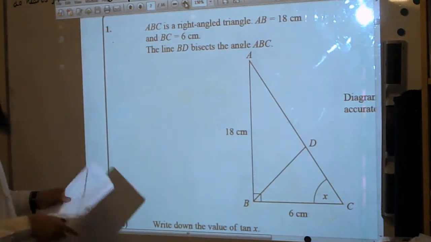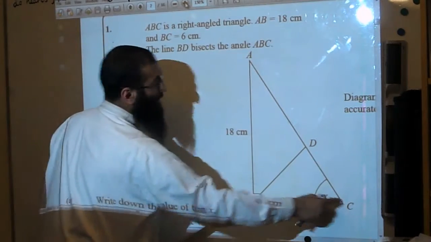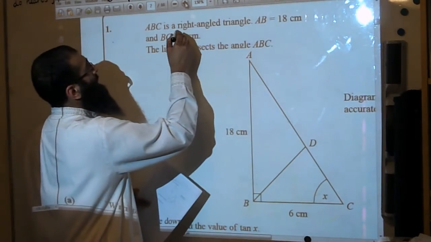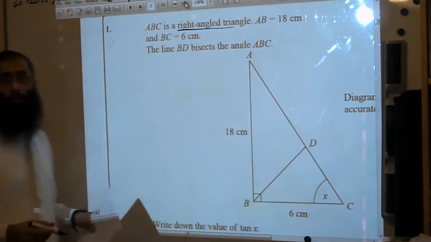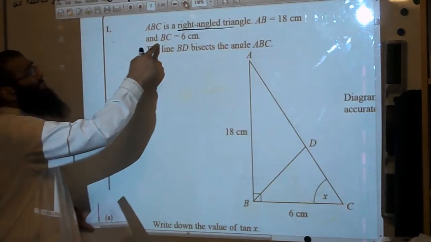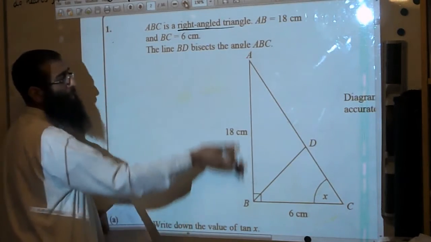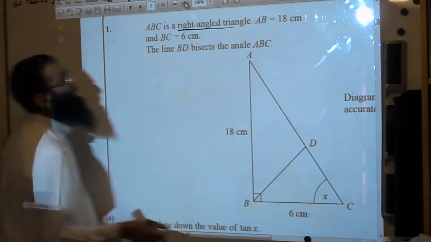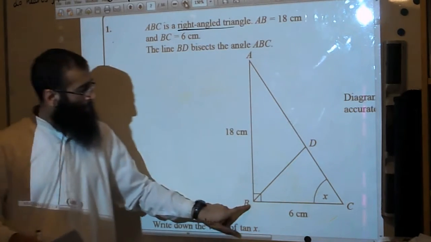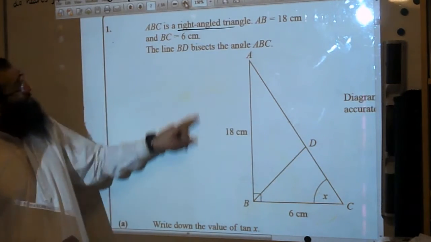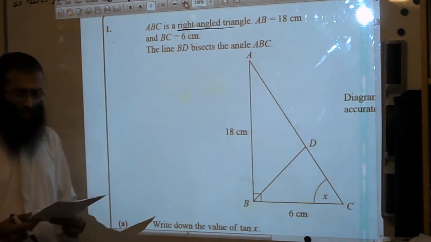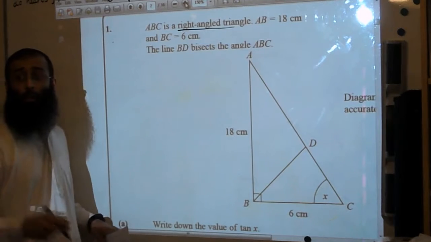Right, here's our first question. ABC is a right angle triangle. The key word in this question is the right angle triangle. AB is equal to 18 centimeters and BC is equal to 6 centimeters. So they're giving you the measurements here and here. The line BD bisects the angle ABC. So that's BD, so it cuts this line AC. Now, question A says write down the value of tan X.